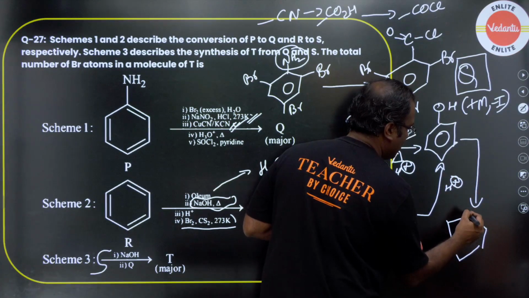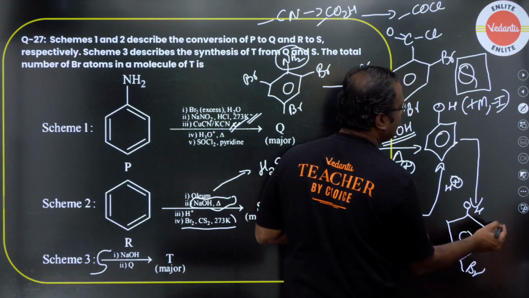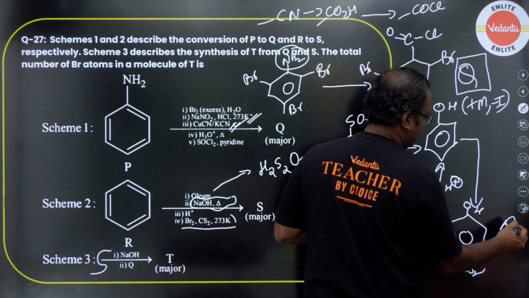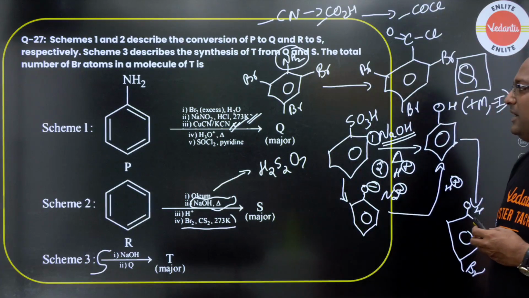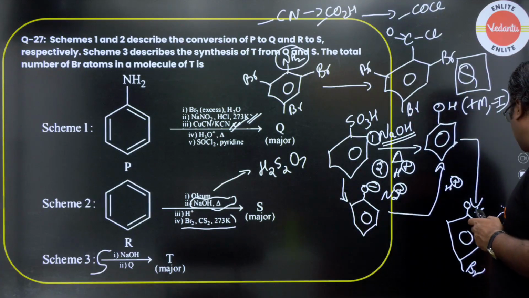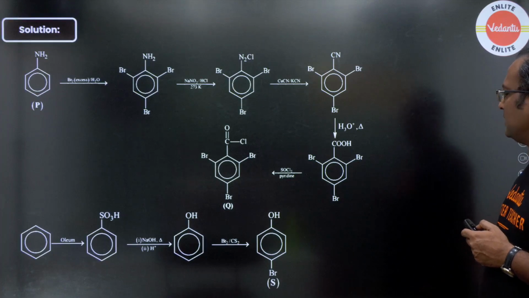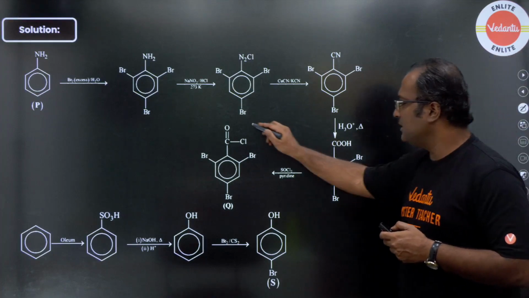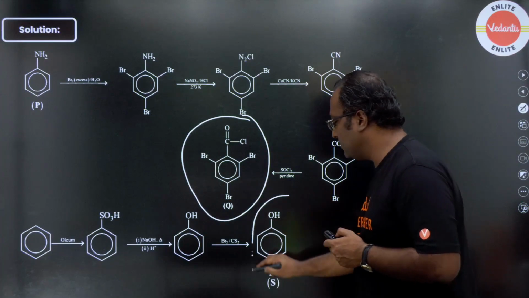So incoming bromine is put where? Is put at para position. This is finally your compound S. So we have two compounds here with us. We have finally this compound as Q, and we got this compound in S.